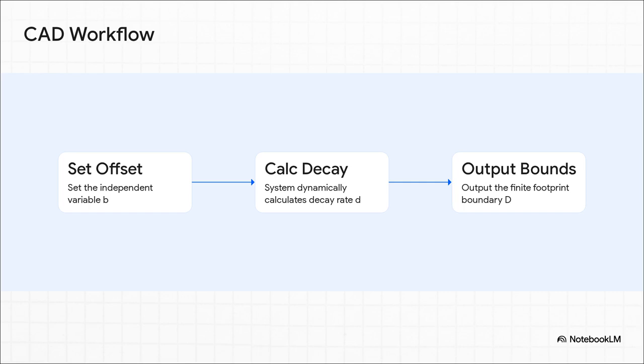So from a practical standpoint, for the people who are actually drawing these buildings in CAD environments like Rhino or Grasshopper, this workflow is an absolute dream. Step 1, you set your offset variable b. Step 2, the system instantly calculates your decay rate d. And step 3, it outputs your finite footprint boundary D. Because of this single variable normalization, the coordinate step size of each nested room scales exactly by predictable powers. It makes writing the code for modular tessellations incredibly lightweight and highly efficient. You can literally model a whole modular city under a unified coordinate space without your computer crashing.